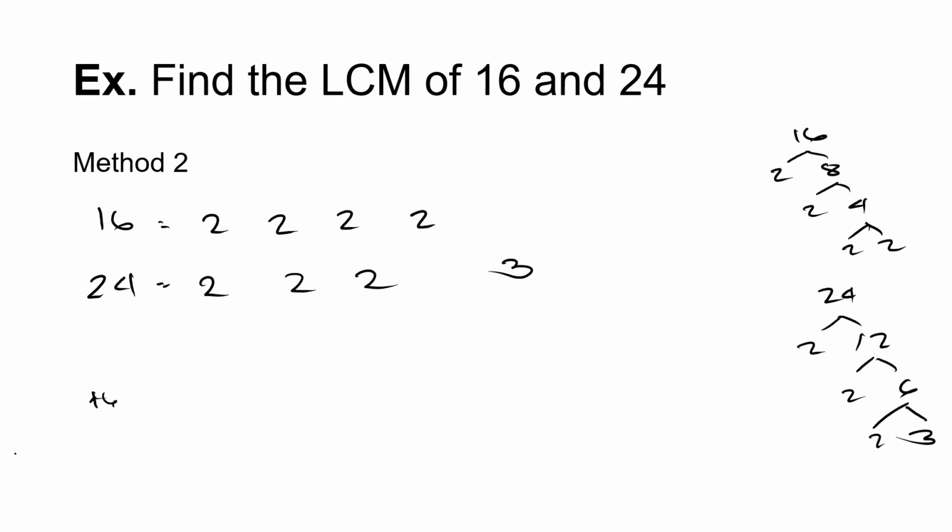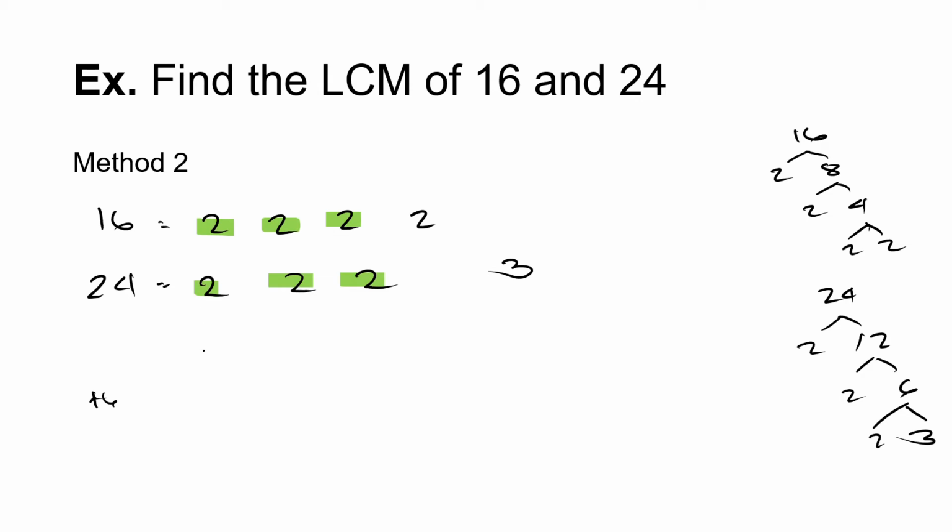Now, it will look kind of similar to finding the greatest common factor using prime factorization. However, there's a key difference between the two. Let's use a highlighter. This 2 appears on both, this 2 appears on both, this 2 appears on both. So what we're going to do is multiply all the numbers.